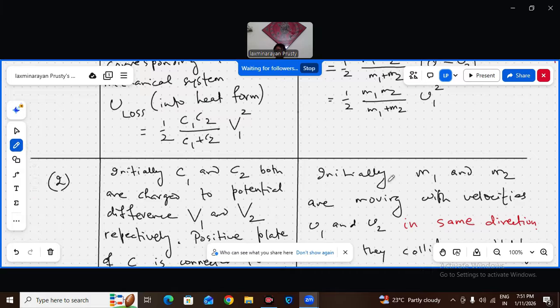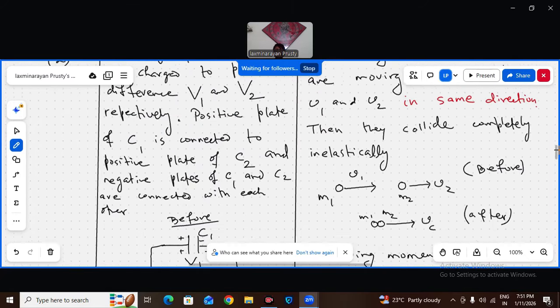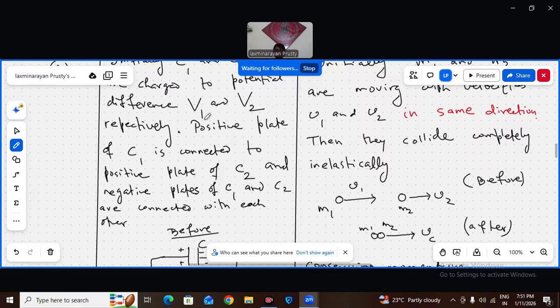Here, what is the corresponding situation? Let us see this first situation. Both are charged to V1, V2 respectively. The positive plate of C1 is connected to the positive plate of C2, and their negative plates are also connected with each other. Positive to positive, negative to negative.